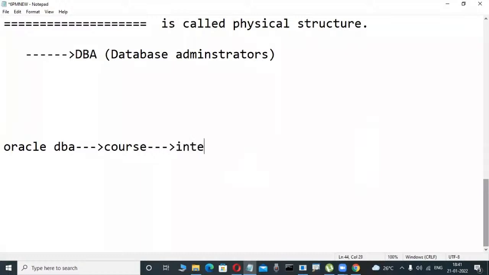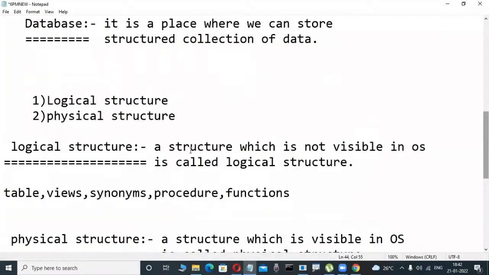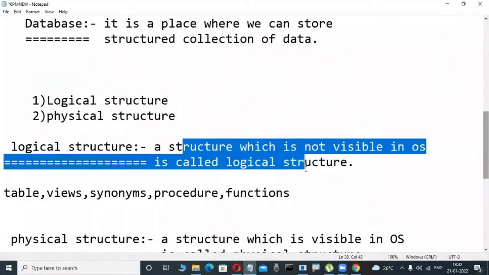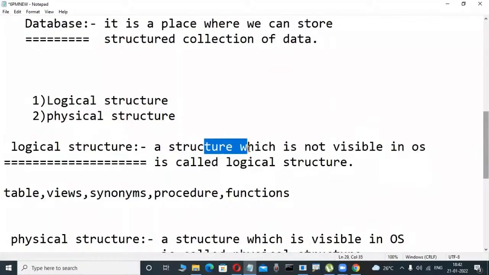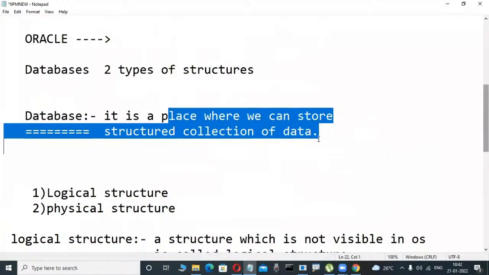Observe here, in the interview, my interviewer asks, Murali, what is a database? Whenever they ask what is a database, if I tell the bookish knowledge, that it is a structured collection of interrelated data stored in a place, that is, a structured collection of data, it means immediate rejection.